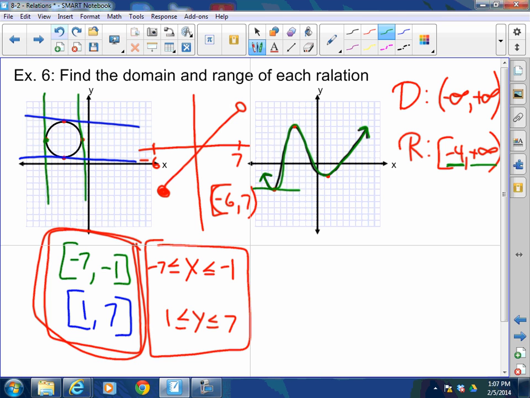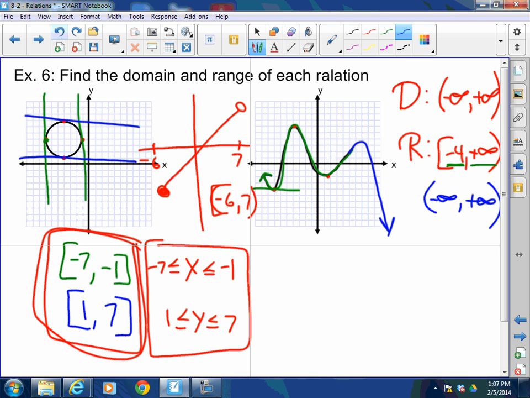Okay? We're changing this for a second, so I'm going to do it in blue. Totally different. If it was going like this, for example, then it would be negative infinity to positive infinity. Good job.